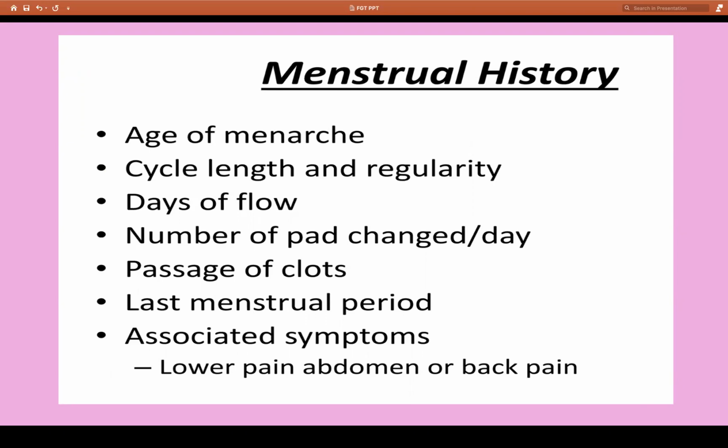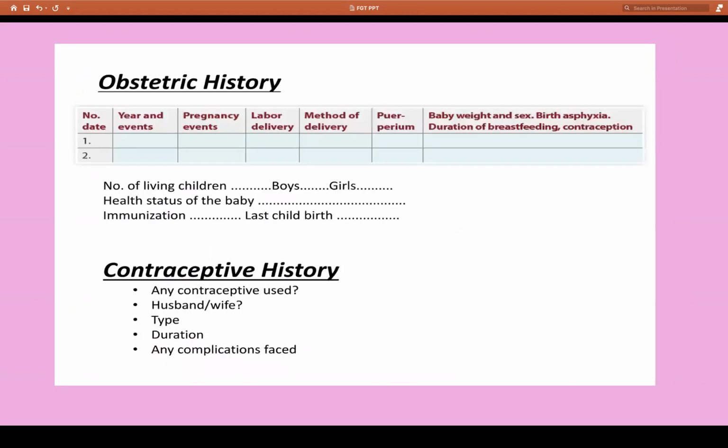Ask for age of menarche, cycle regularity, days of flow, and heavy flow. If she is having heavy flow, ask the number of pads she is changing, any flooding, or passage of clots. What was the last menstrual period? Any pain during periods, low back pain, or dyspareunia if she is married.